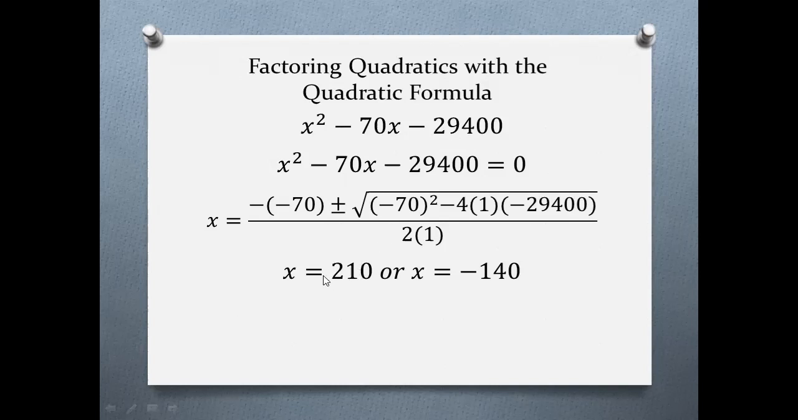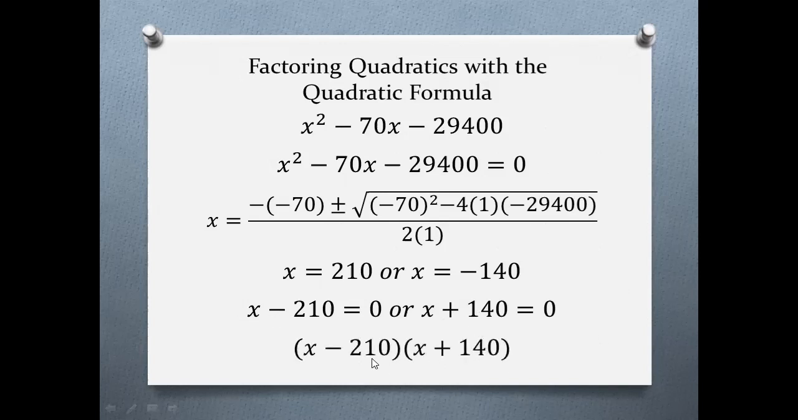And to do so, we would rewrite both of these equations so that 0 is on the right side. So we get x minus 210 is equal to 0, or x plus 140 is equal to 0. Then we would put these expressions that are on the left sides of the equations together to form our factored expression. So we have x minus 210 and x plus 140 as the factors. And it is strongly advised to check this with the distributive property, which is also called the FOIL method, to confirm that we have the correct factors.